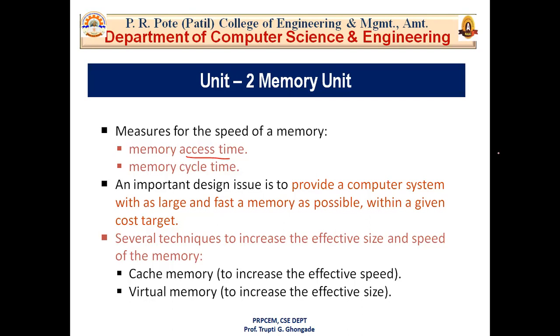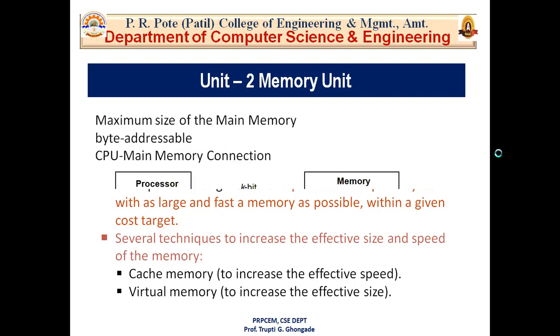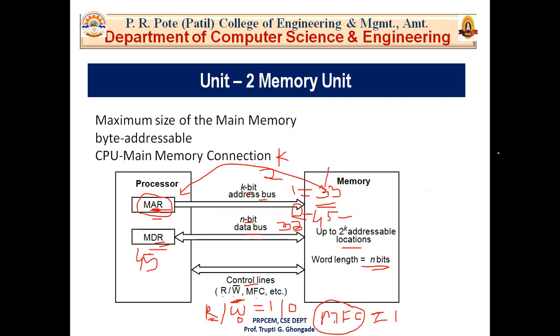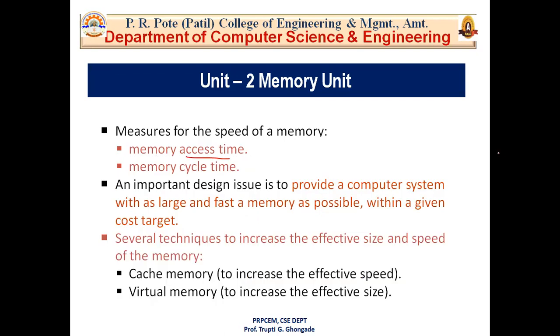So this is all about the introduction of memory unit. We have discussed how your memory locations are addressable, how your processor will communicate with the memory, that means how your processor will perform read and write operations, and which are the measures for the speed of memory, that is memory access time and memory cycle time. After that, we also discussed several techniques to increase the effective size and speed of the memory. Cache memory is usually used to increase the speed, and virtual memory is used to increase the effective size. Okay, so this is the introduction of unit number 2, that is memory unit.